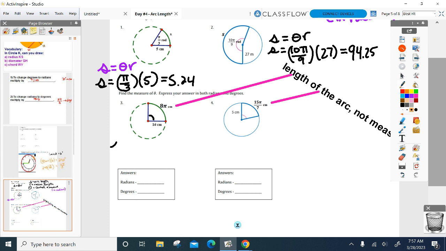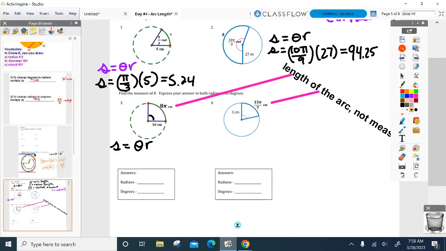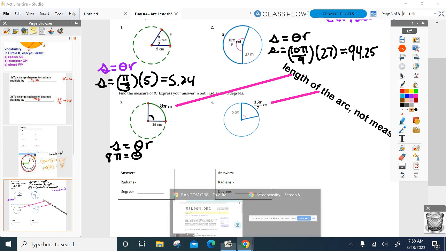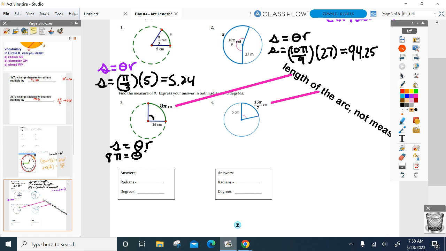So we'll keep using the formula we've used, S equals theta R. But here we already know the arc length, don't we? What's the arc length here? 8 pi. So everyone, 8 pi in for S equals theta, which is what we're solving for. That's my angle measure, times a radius of 16. Good.